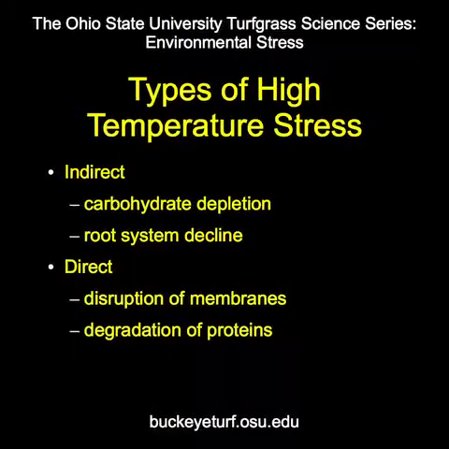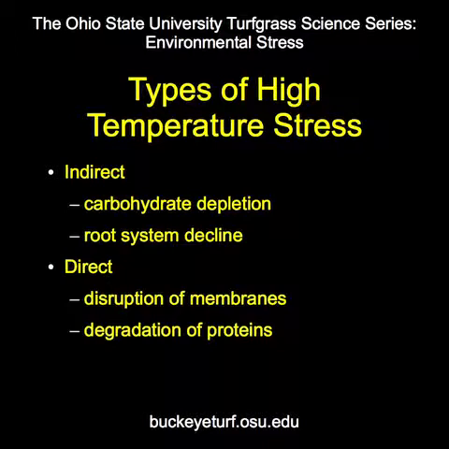Two types of heat stress can occur. Indirect or chronic high temperature stress is the most prevalent. Temperatures above the optimum can result in a decline in turf growth and a loss of energy in the plant through a reduction of carbohydrate levels, and an indirect heat stress can also cause root loss or death.